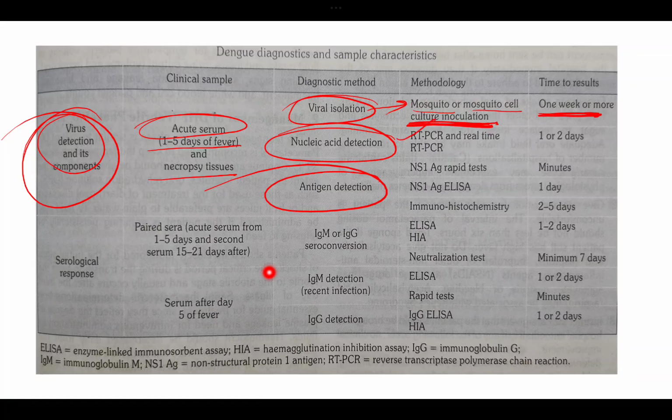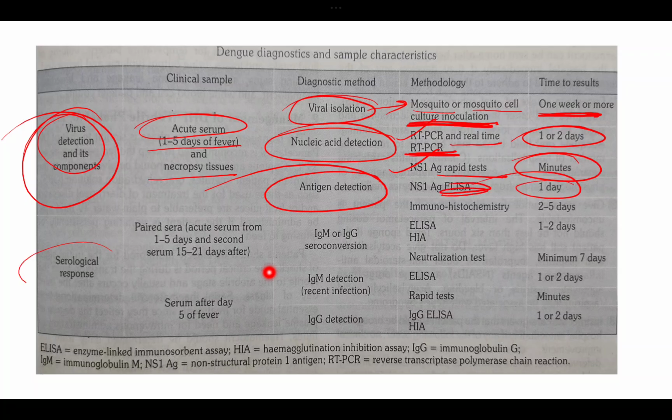For the RT-PCR test, or the real-time RT-PCR, the result timing will be 1 to 2 days. And the NS1 antigen rapid test will be seen within minutes. The NS1 antigen ELISA gives results within 1 day.